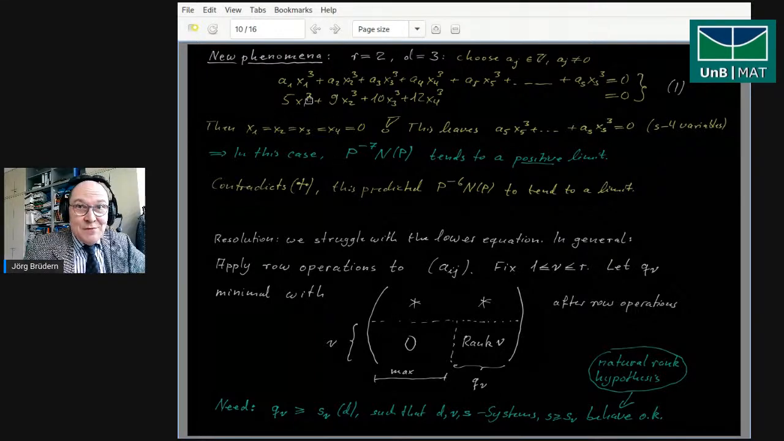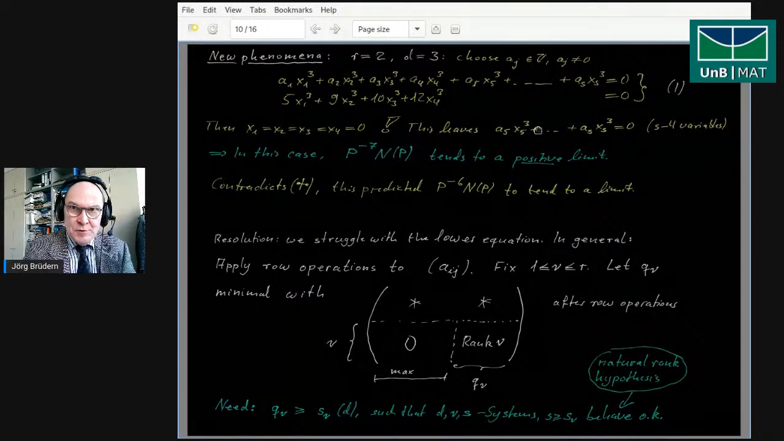So without a rank condition on the coefficient matrix, we can never expect that Dagger actually holds. So what goes on here? There are solutions, but we struggle with the lower equation. It behaves in an irregular way. So what we need to know, if we want Dagger to be true, is that a single equation has enough variables so that it behaves regularly. So this suggests the following definition.